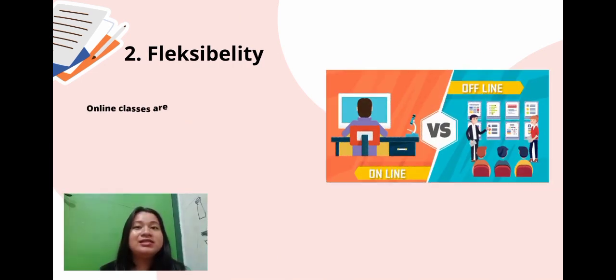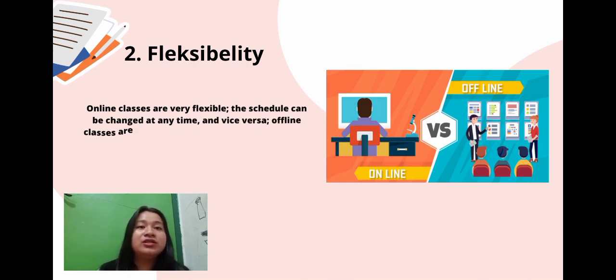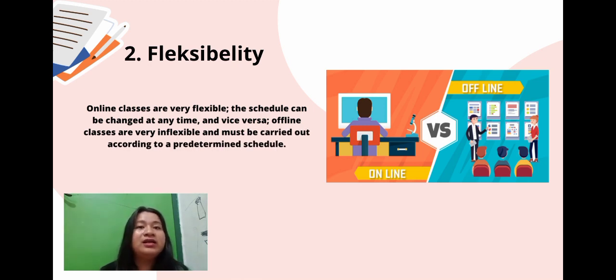The second is in terms of flexibility. Online classes are very flexible. The schedule can be changed at any time. And vice versa, offline classes are very inflexible and must be carried out according to a predetermined schedule. Why go to the trouble of managing our schedule when we can change it flexibly? That's what online classes offer. With a few finger touches, you can customize your agenda. Teachers can also easily tell you when it is best to hold classes. No more worrying about the clock being too early or too late.